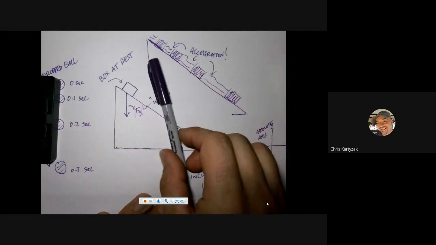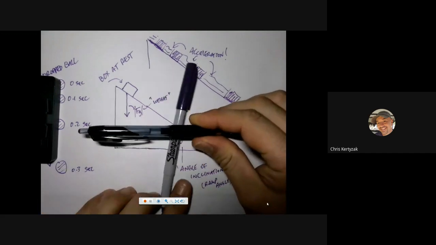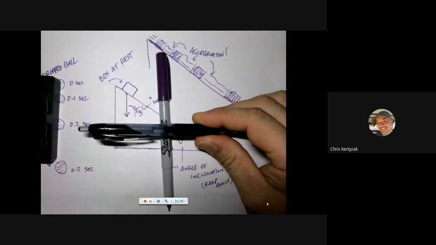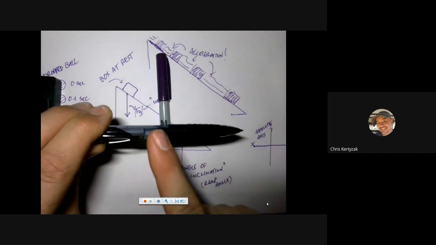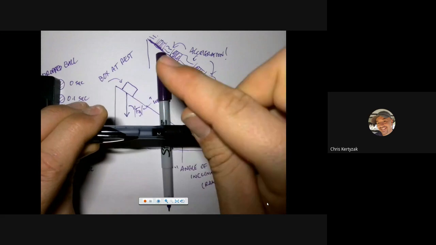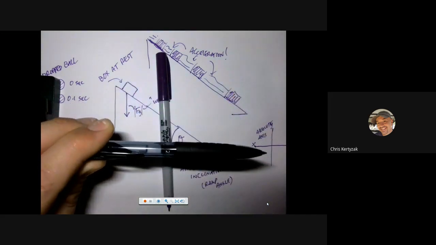Because otherwise, if we stayed with our absolute axes like this, x and y, then as this thing moves down the incline, it technically will be moving horizontally as it goes along this line, but it will also be moving downward vertically as it goes like this, right? And then we'd have to deal with two components of motion.